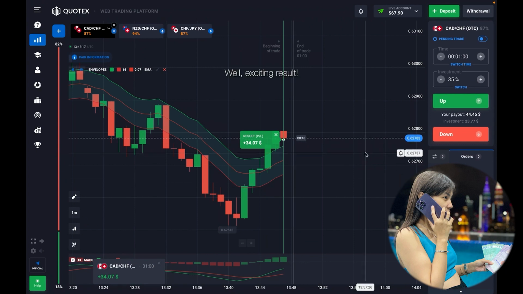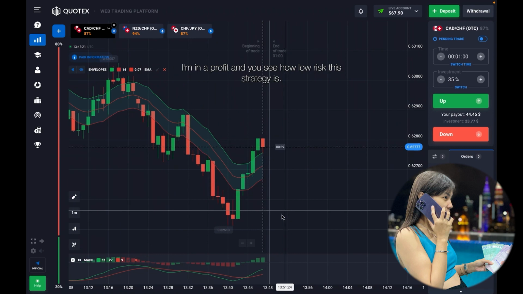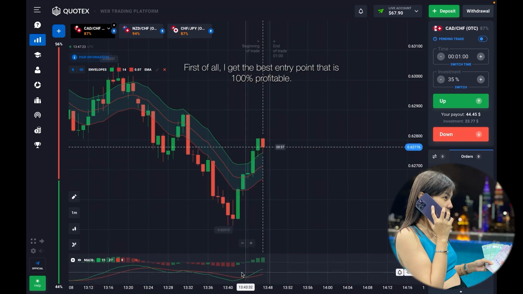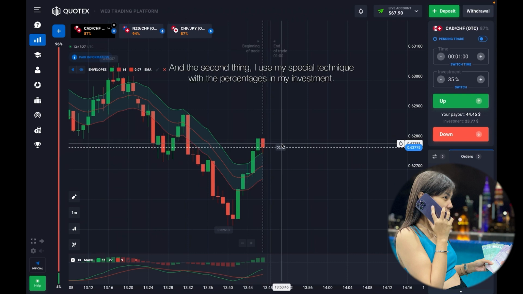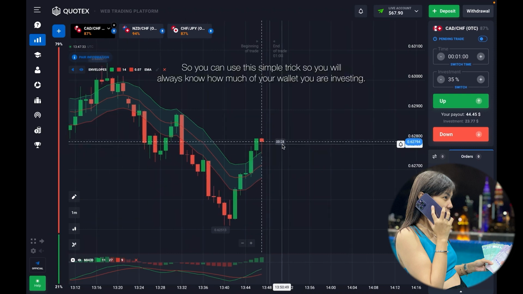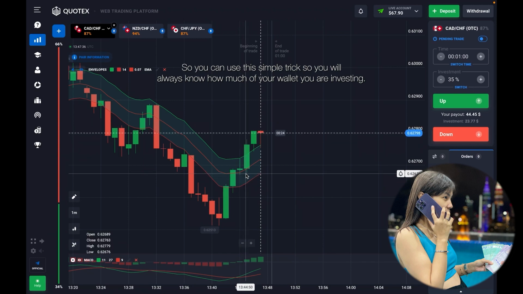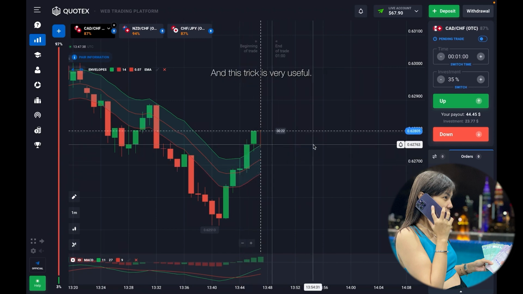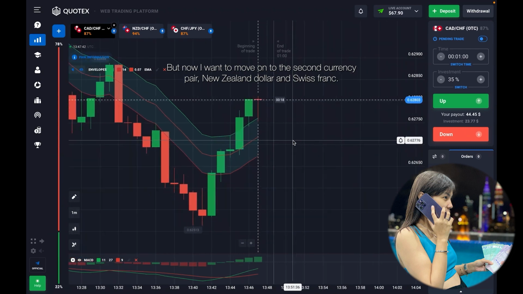So guys, exciting result. I'm in profit, and you see how low risk this strategy is. First of all, I get the best entry point, which is 100% profitable. And the second thing, I use my special technique with the percentage in my investment. You can use this simple trick, so you will always know how much of your wallet you're investing. This trick is very useful. But now I want to move on to the second currency pair, New Zealand dollar and Swiss franc.